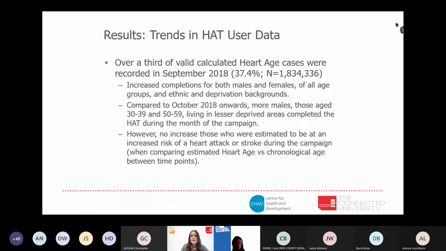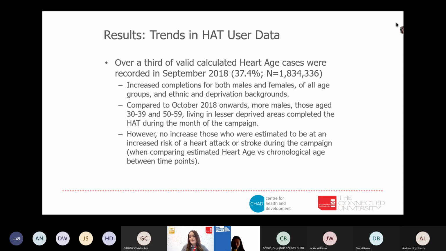When exploring the user data to understand the impact of the national campaign that was done in 2018, over a third of valid calculated heart age cases were calculated in September 2018 alone, with increased completions for both males and females of all age groups and ethnic and deprivation backgrounds.